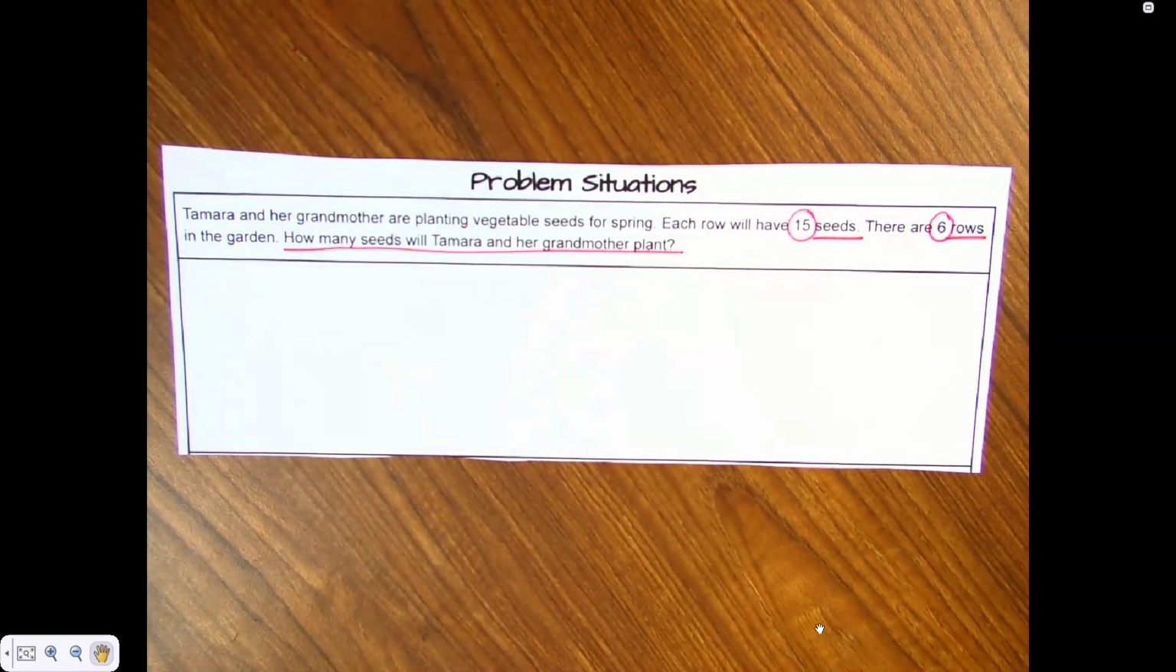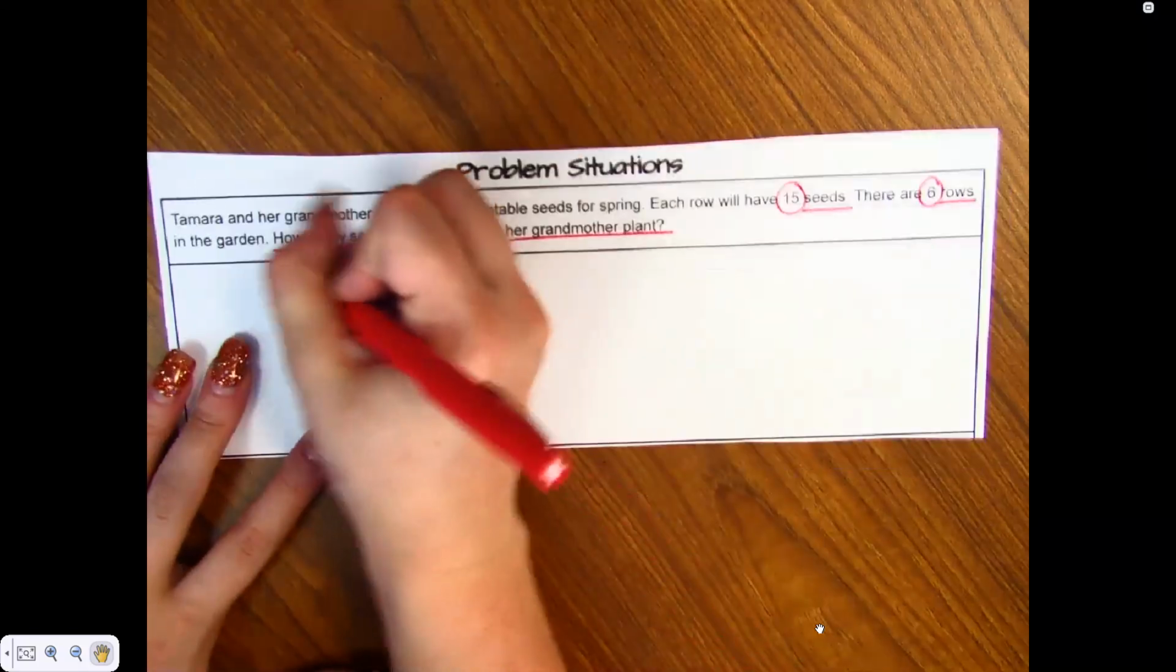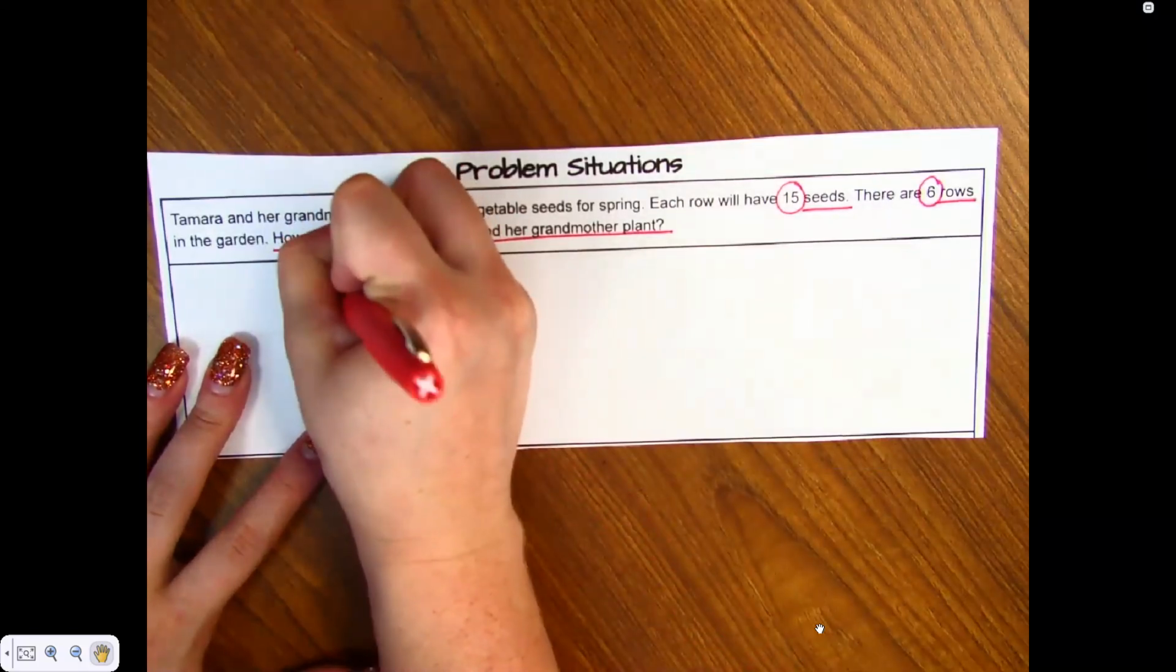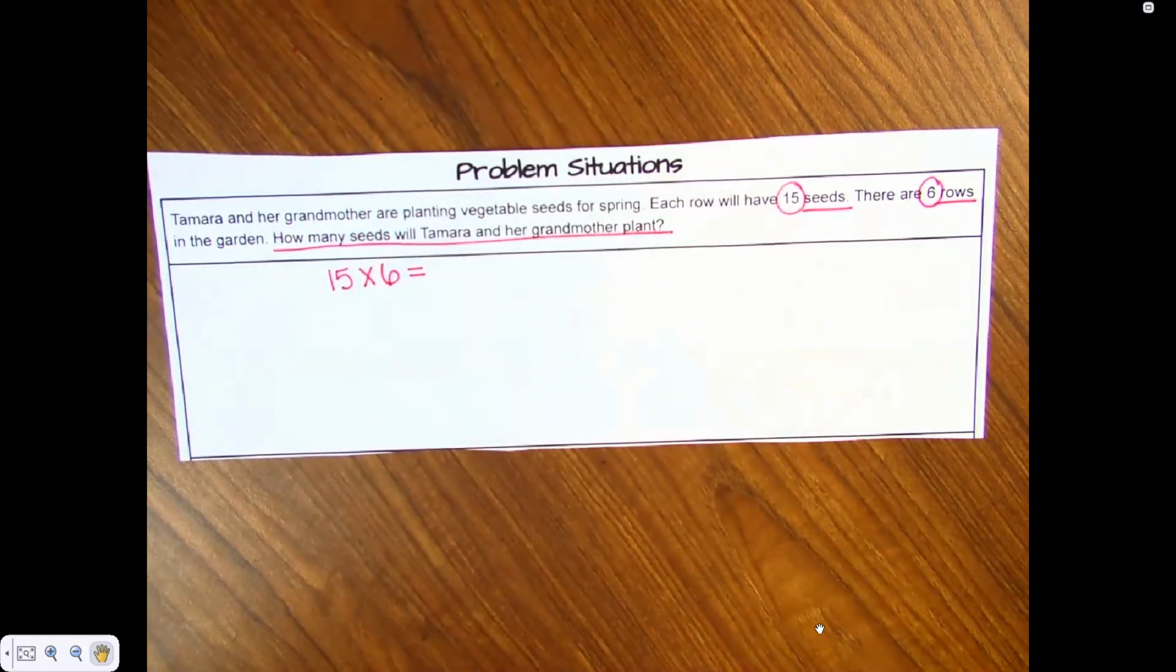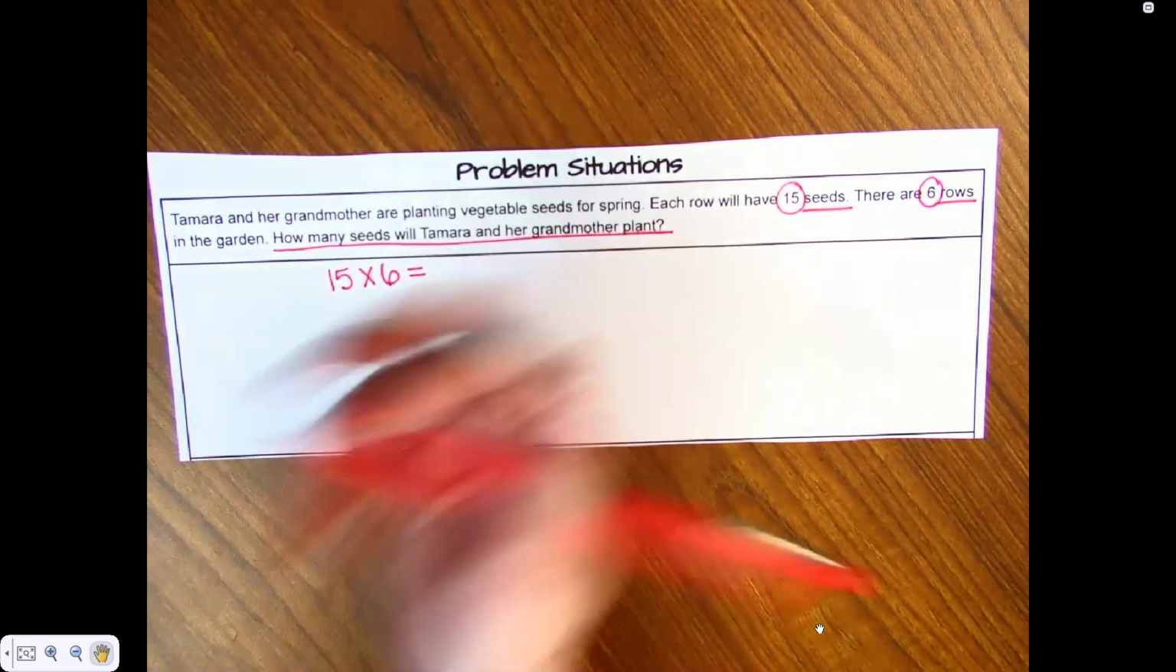Grace, what do I have to do to find out how many they're going to plant? Do 15 times 6. So my equation is going to be 15 times 6 equals. I could do this 2 different ways. You could do it more than just 2 ways, but I'm going to do the standard algorithm, and then I'm going to show you a strip diagram, okay?